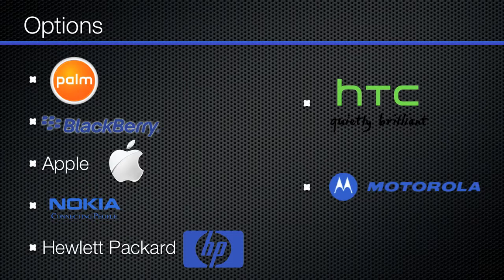Here's a good visual representation of the options available. You can get something from Palm, BlackBerry, maybe an Apple iTouch or iPod. Keep in mind you can't use your iPod Nano. Maybe something from Nokia, an HP device, HTC, or even something from Motorola. The last two are often running on what's called the Android platform, but as we said, it's always best to check the Skyscape website for compatibility.